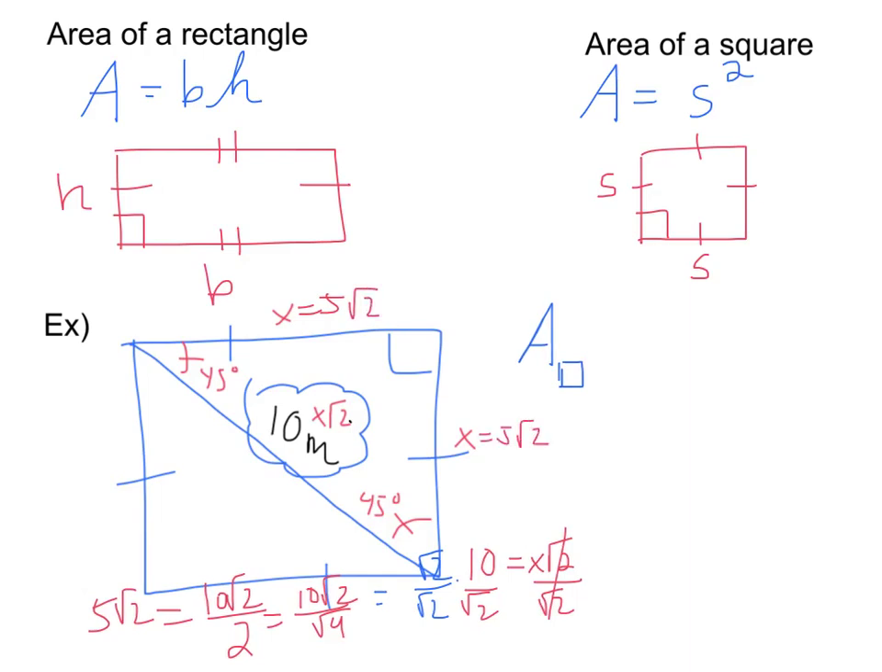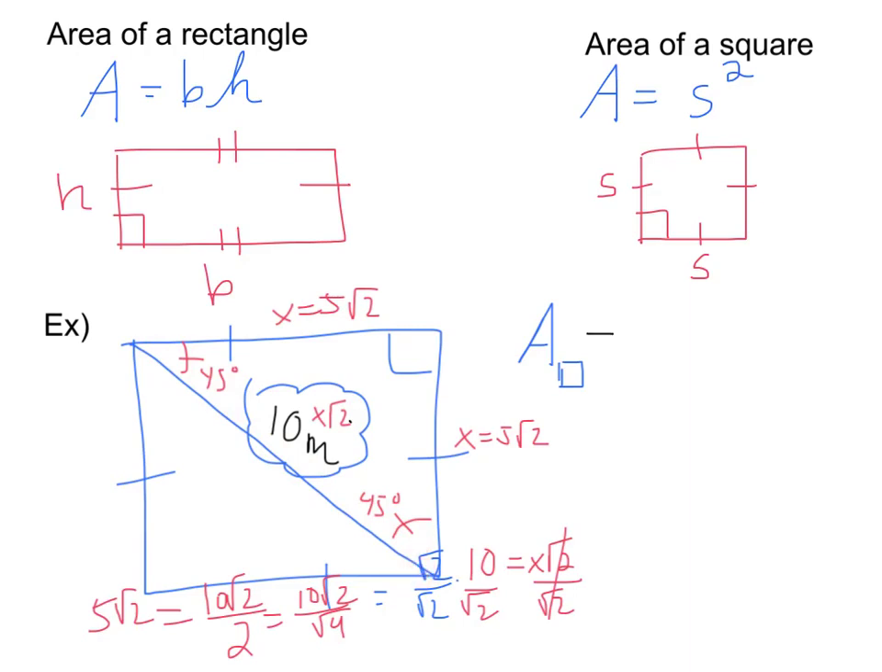Now you can also check yourself. If each of these legs are 5 root 2, if you multiply or scale them by root 2, you should have your hypotenuse. So what is 5 root 2 times root 2? Well, root 2 times root 2 is root 4, which is 2, times 5 makes 10, so our hypotenuse is 10. So we know we did it right.